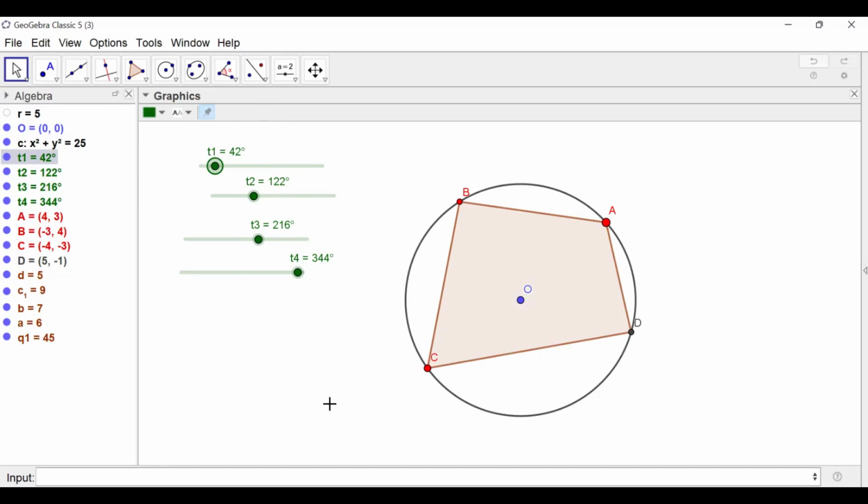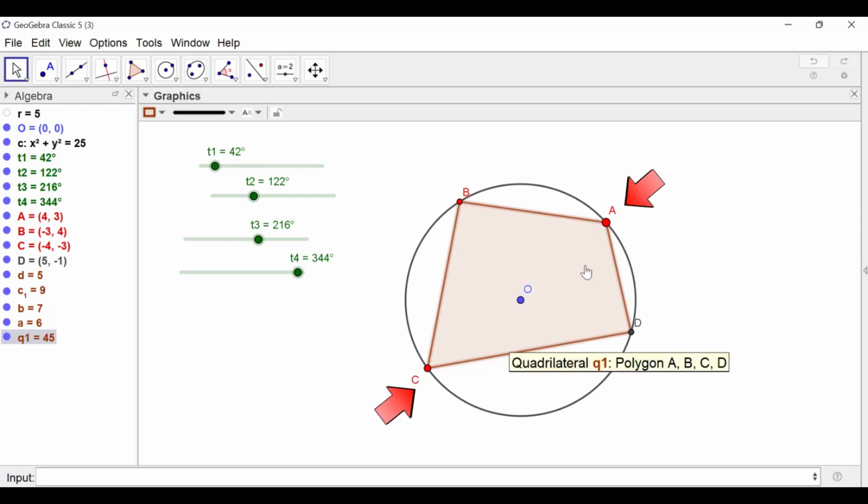Now, what we want to demonstrate here is the fact that the sum of the opposite angles of a cyclic quadrilateral add up to 180 degrees. That's what the theorem is all about. And we want to establish this. So let's pick two opposite angles. Let's pick angle A and angle C.